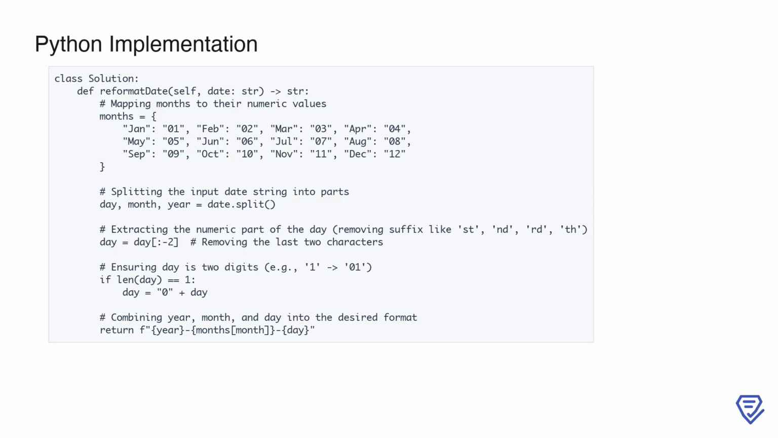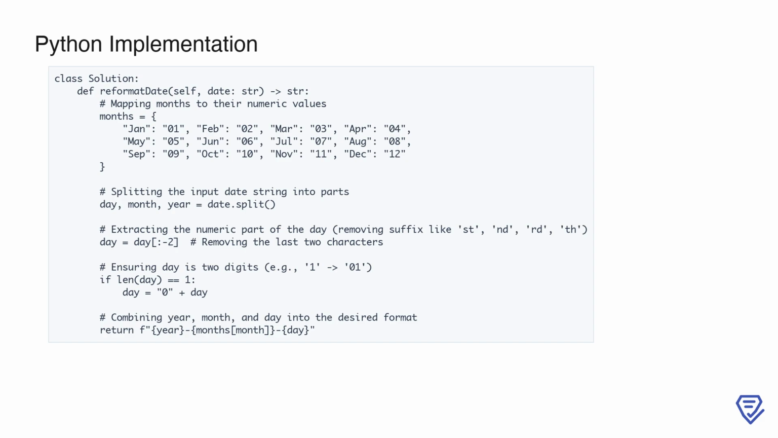The day component is cleaned by removing the ordinal suffix, e.g., st, nd, rd, th, using slicing, day[:-2]. If the day is a single digit, it is padded with a leading 0 to maintain the two-digit format. Finally, the function constructs and returns the date in the YYYY-MM-DD format using an f-string, pulling the year directly, the month from the dictionary, and the day after processing.